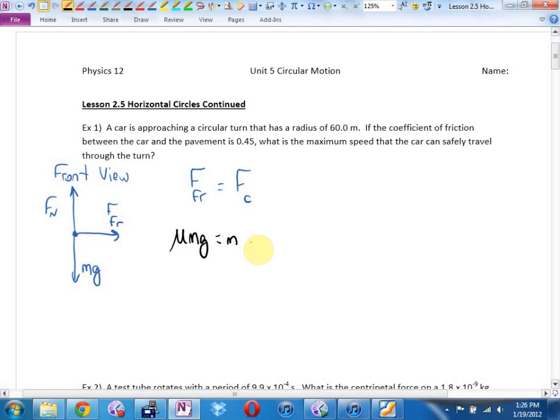Which one am I going to use? Which one is the one with the speed in it? V squared over R. Oh, I noticed something kind of cool. Turns out it doesn't matter whether you're a VW bug or a big semi-truck. And they want to know the speed, which I think is V. I can get that by itself. I think the safe speed to go around this corner is going to be the square root of mu g R.